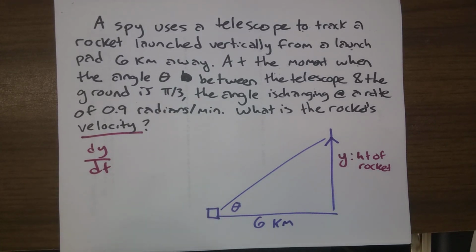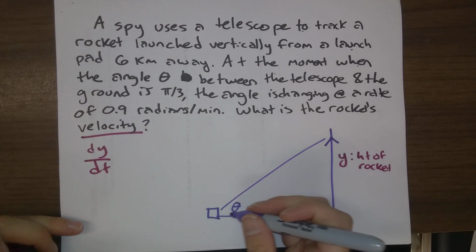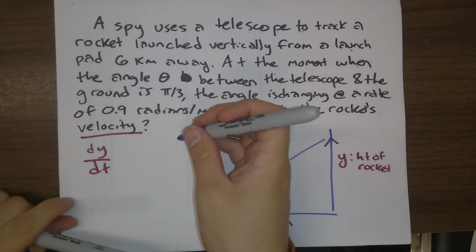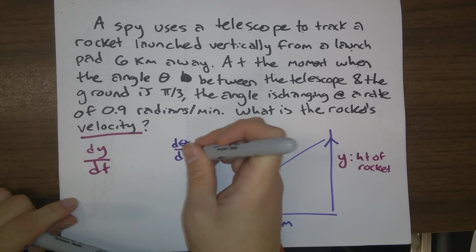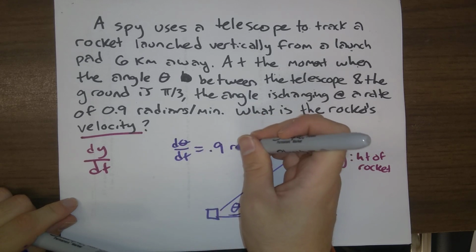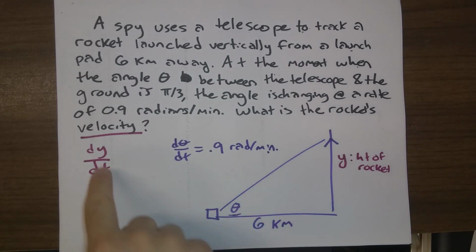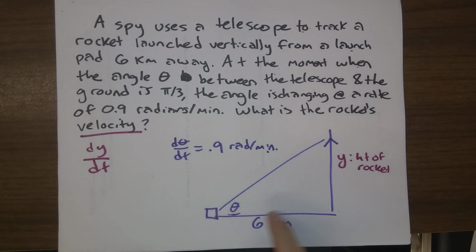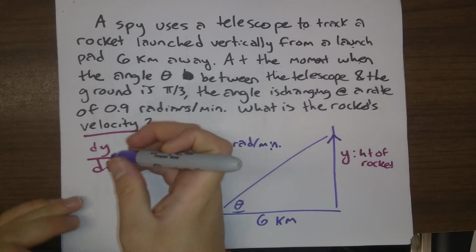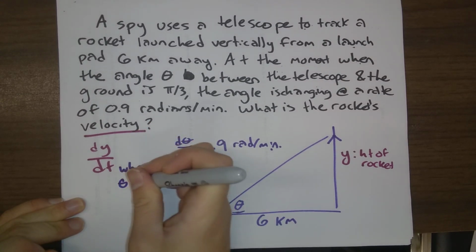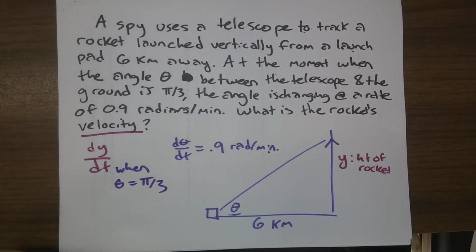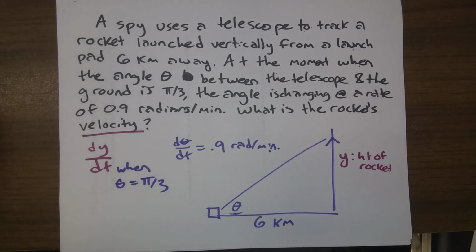And we're also being told that we have this theta here. We're told that d theta/dt is 0.9 radians per minute. So what's our goal? dy/dt when theta is pi over 3.